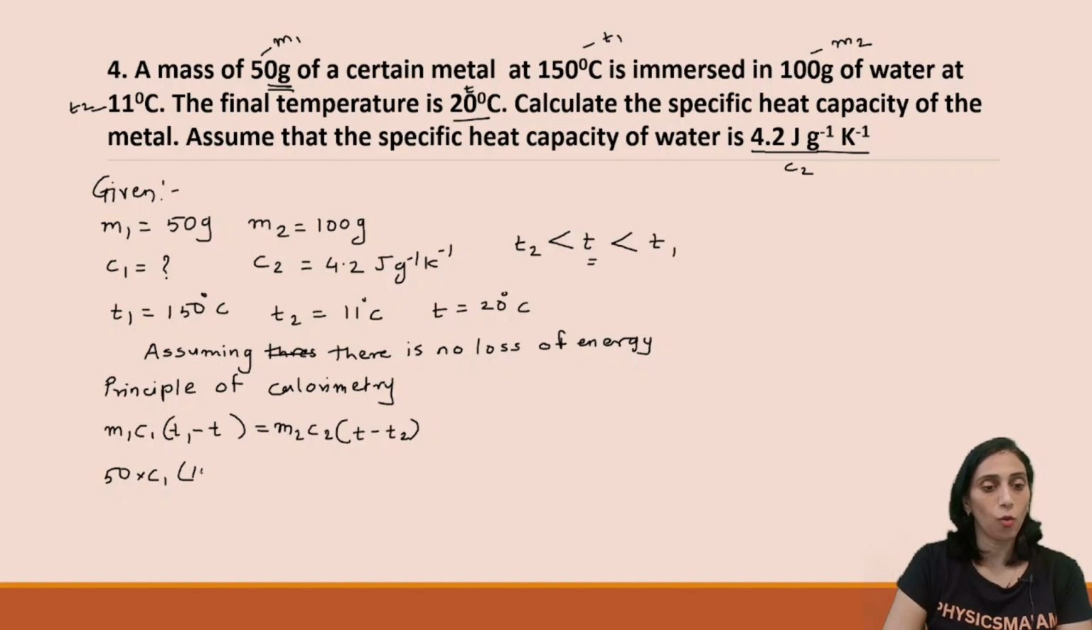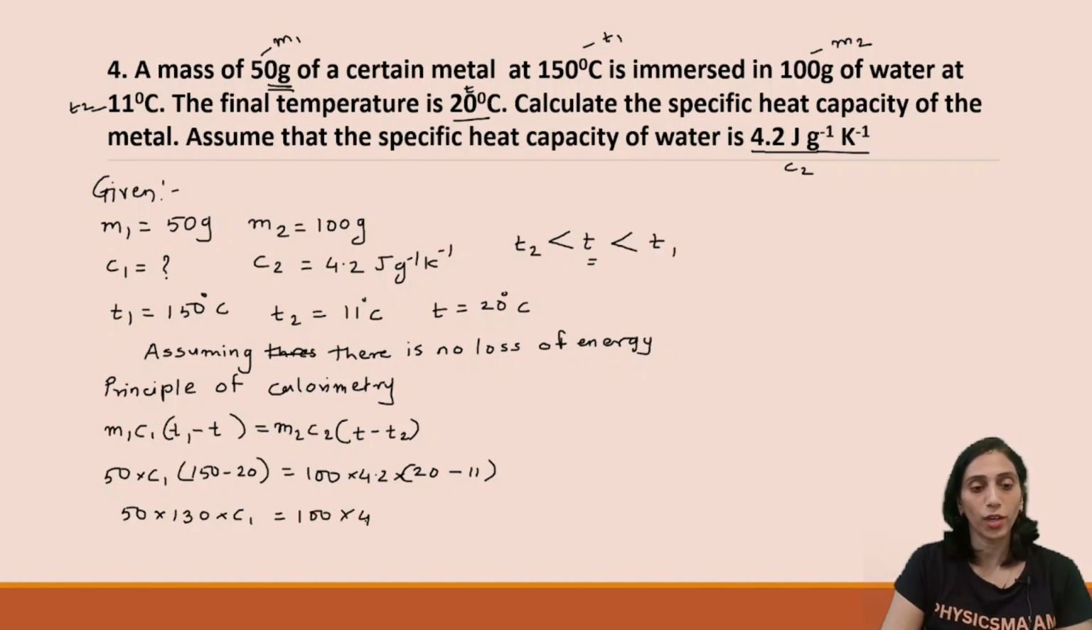Okay, so M1 is 50, C1 is unknown, T1 minus T. So this is 150 minus T, which is 20, equal to M2, which is 100 gram, into C2, which is 4.2, into the bracket T minus T2. T minus T2 is 20 minus 11, which is 9. So I write this: 50 into 130 into C1 is equal to 100 into 4.2 into 9.